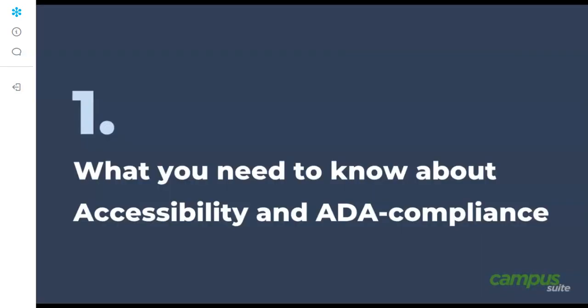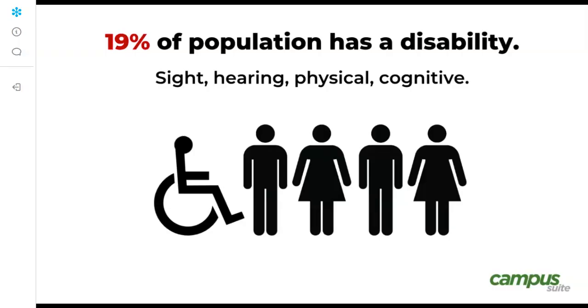Okay, let's look at what you need to know about accessibility and ADA compliance. Some backdrop and context: 19% of our population has a disability of one sort or another. And it's not just for the visually and hearing impaired, mind you. It's sight, hearing, many various kinds of physical disabilities and cognitive disabilities in terms of processing. That's a pretty good chunk, and of course that's affecting your school community.